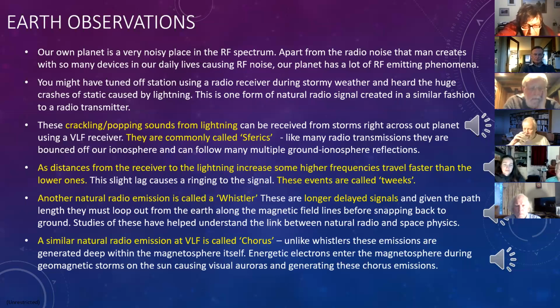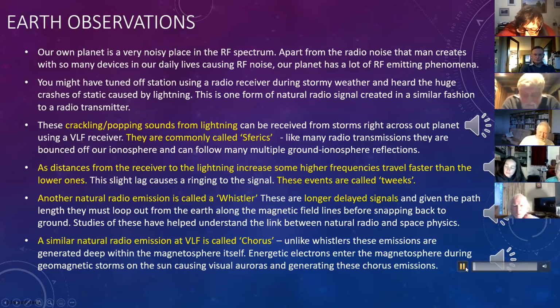And so this is chorus, and this is slightly different to the others in that it's not actually generated by lightning, but it's generated within the magnetosphere, where energetic particles enter the magnetosphere during geomagnetic storms, and they spiral around with high energy and create another similar sounding but very different type of emission. So, Earth chorus.